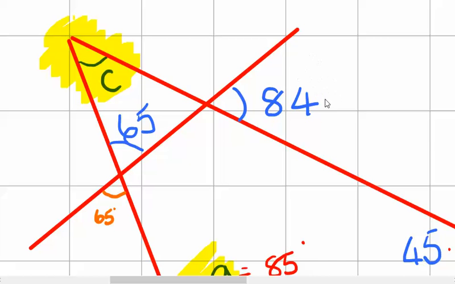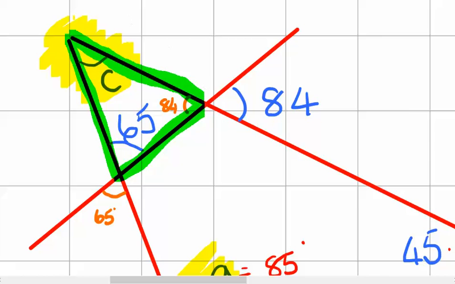84. Millie? The other side of the 84. So here is 84 as well, okay? That's useless. It's not useless, and here you go, I'll give you the tip. What shape is this? A triangle. A triangle has 180 degrees in total. Not divided by 3, because that would mean they were all the same. But we do have a triangle, so 65 plus 84 plus C should equal 180.